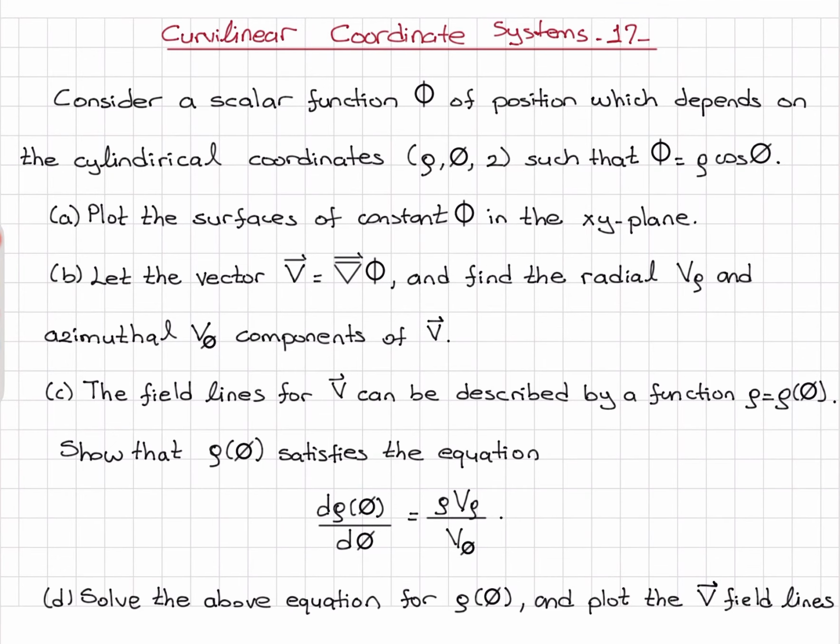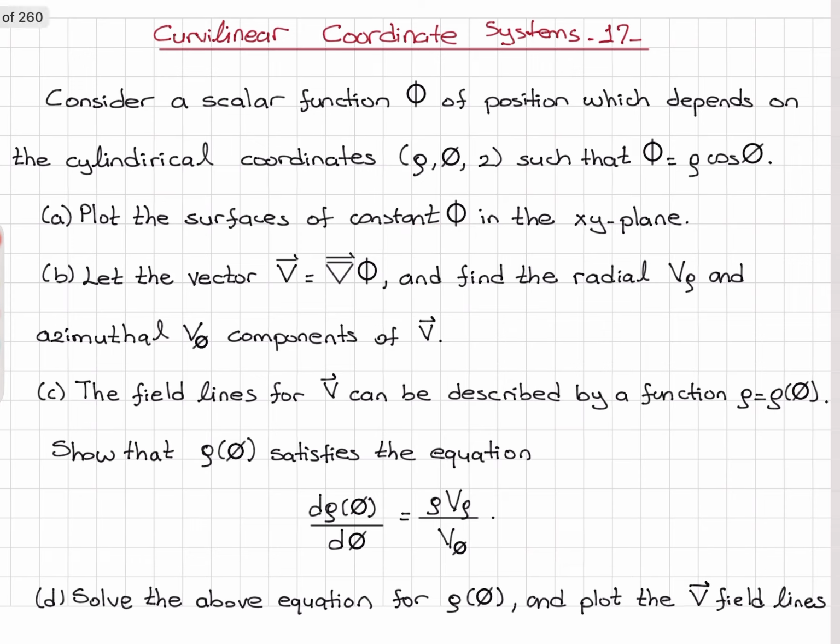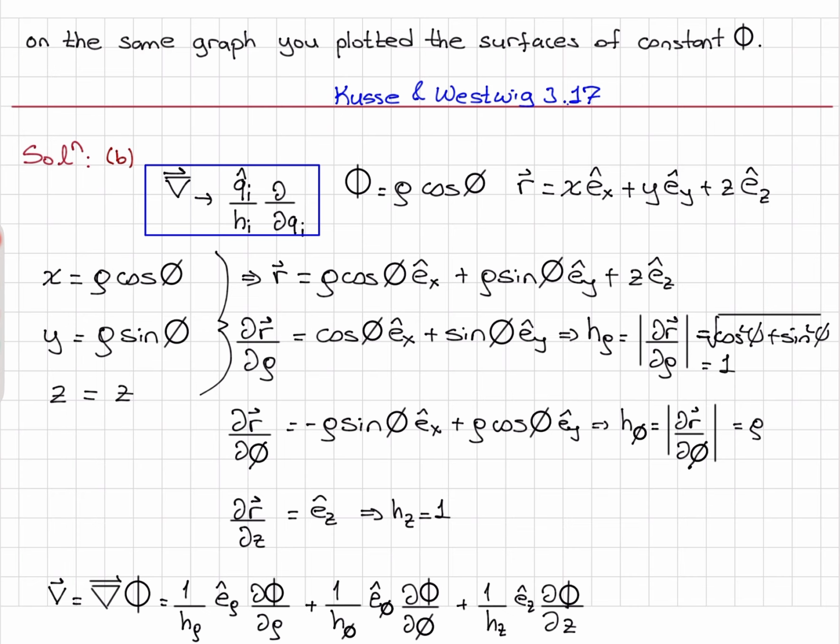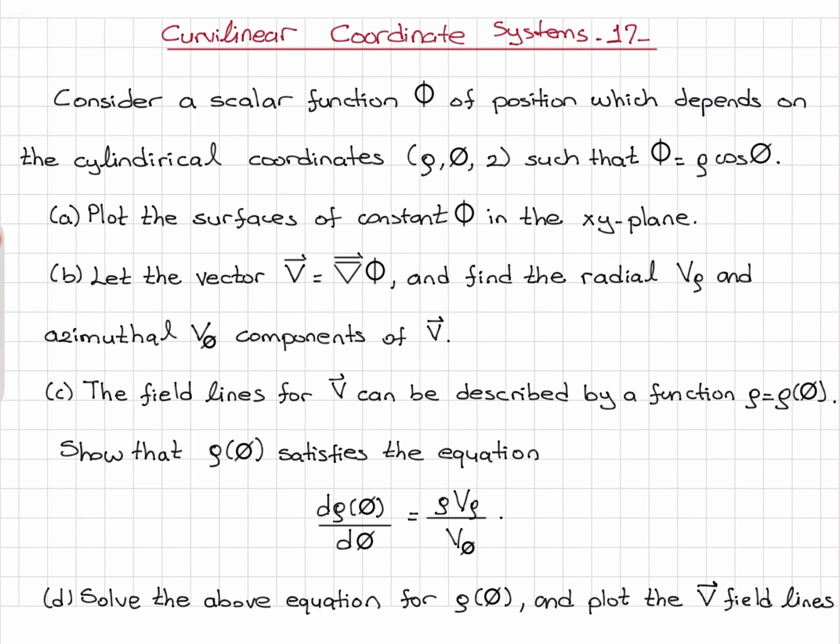Curvilinear coordinate system 17. Consider a scalar function phi of position which depends on the cylindrical coordinates rho, phi, and z such that this function is equal to rho cosine phi, which is basically x using the Cartesian coordinates. So we were asked in part A to plot the surfaces of constant phi, and in part D plot the vector field lines on the same graph where the vector field lines are for the gradient of phi.